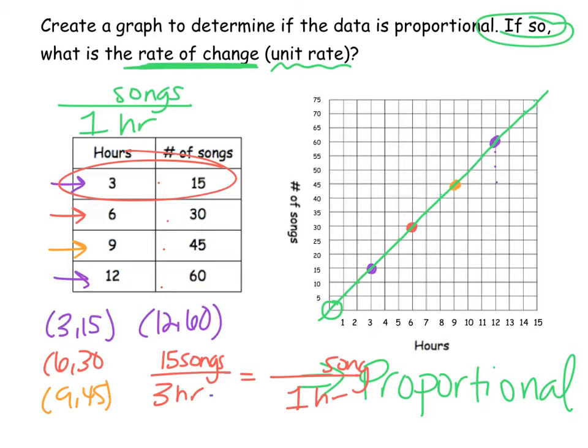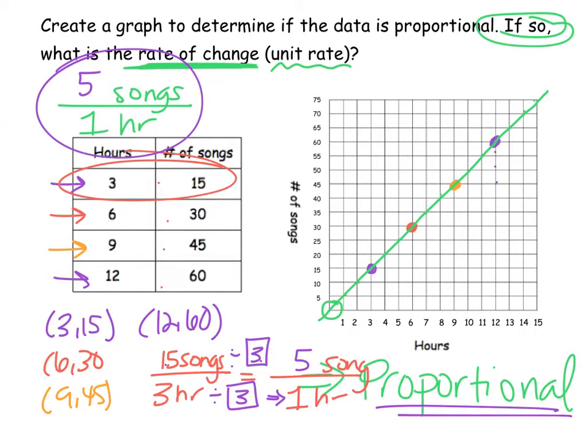Remember, it's division. 3 divided by 3 is going to give us 1. So we also should divide the top by 3. 15 divided by 3 is 5. So our unit rate is 5 songs per hour, and our graph is proportional.